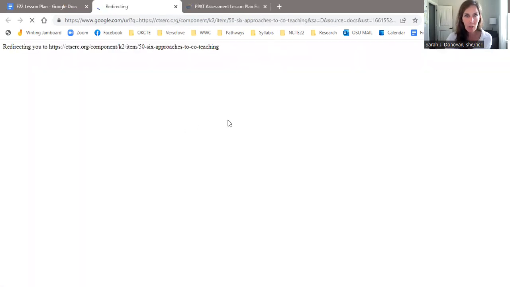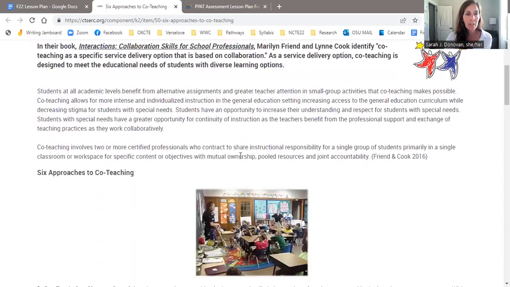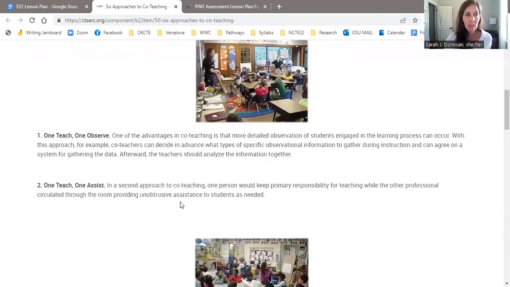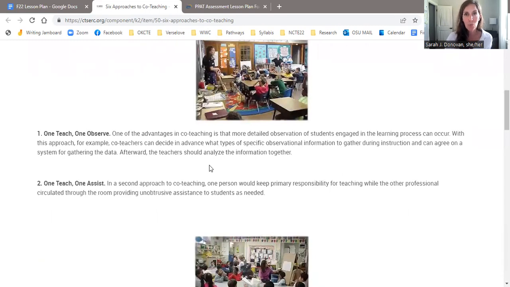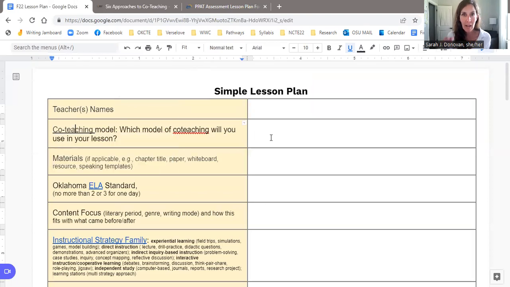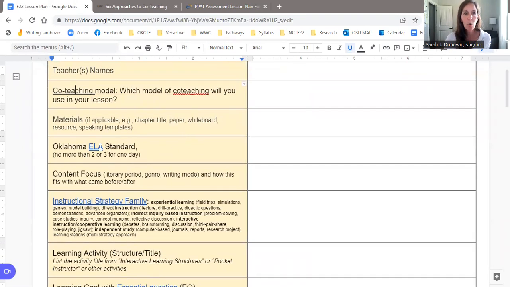There are 6 different approaches to co-teaching. One teach, one observe, one teach, one assist. You may remember this from our teaching reading course where you did a co-teaching of a nonfiction strategy. So make sure you add in here what co-teaching model you want to use if you're going to co-teach with your person. Materials, Oklahoma ELA standard, just put in 1 or 2 or 3 for this lesson. So if you have a reading standard, but then also a speaking standard, put those 2 in for your grade level.